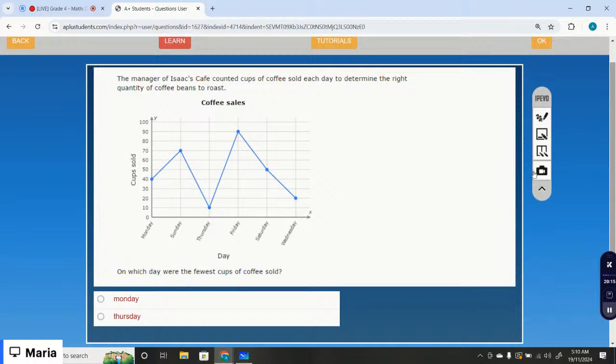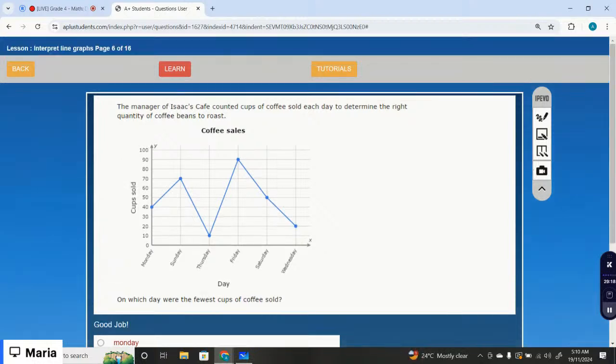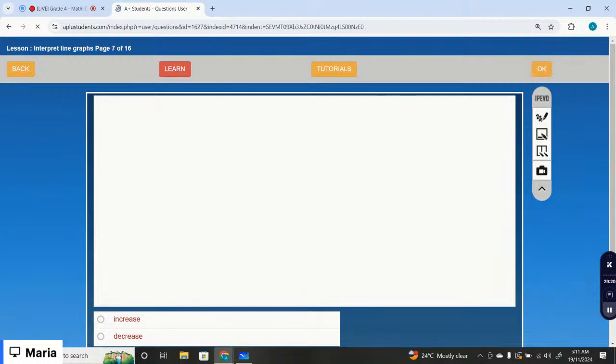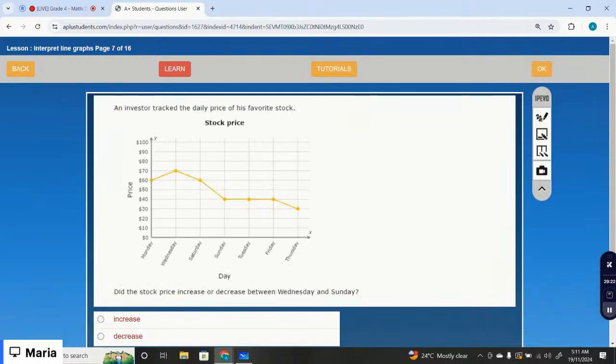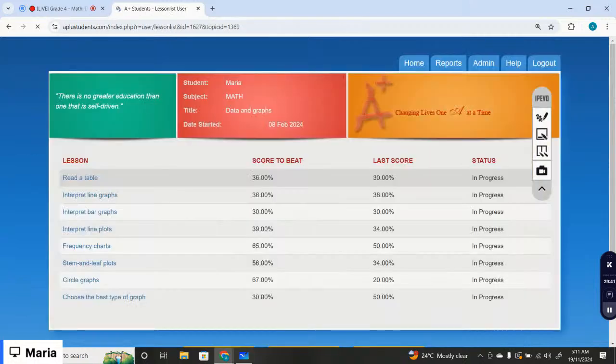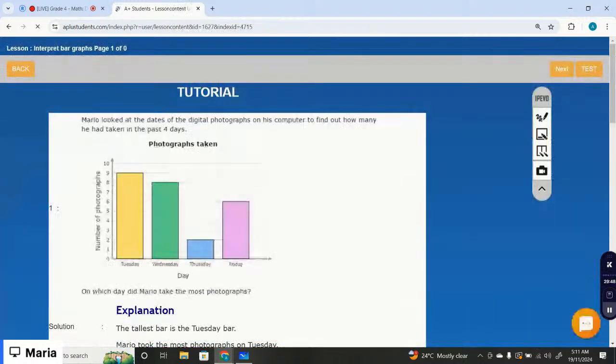Thursday it is. Option number two is the correct option. Okay, you can complete the lesson by yourself later today. Let me just move on to the next lesson. Interpret bar graph. Let's just start with the next lesson.